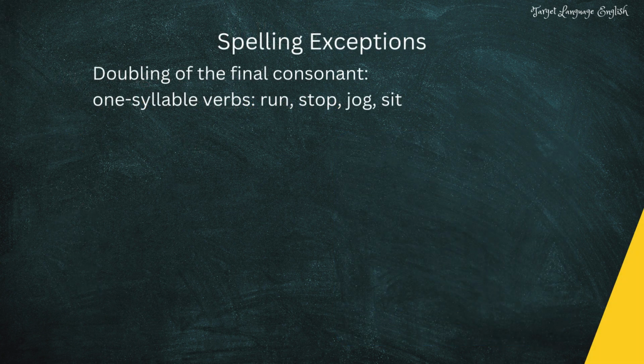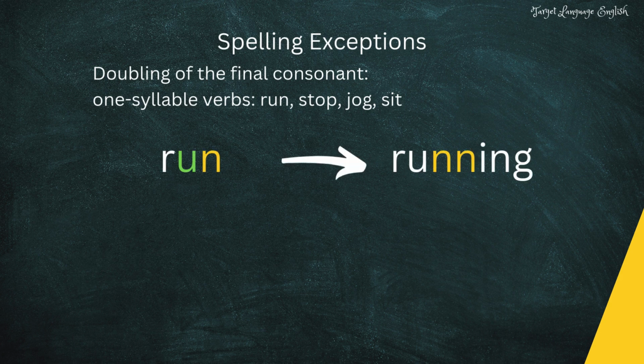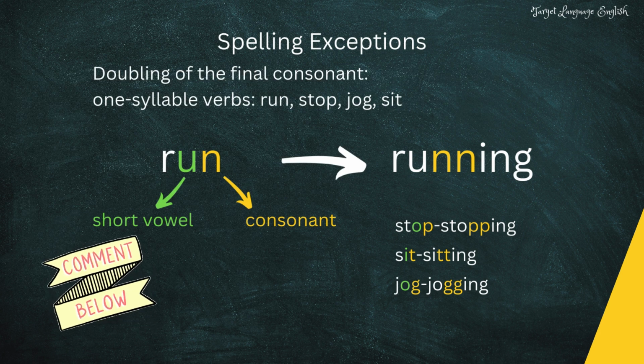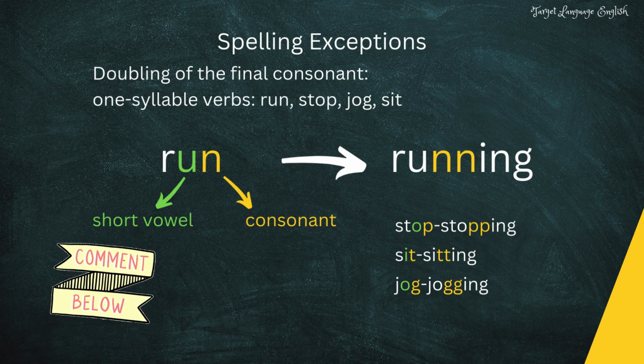With some verbs, we need to double the final consonant. One-syllable verbs ending in a short vowel and a single consonant double the final consonant. For example, run, running. We doubled the final N and added ing, running. It is the same with stop, stopping, sit, sitting, jog, jogging. In all these one-syllable verbs, we had to double the final consonant before adding the ing. Comment below if you can think of any other verbs that follow this rule.